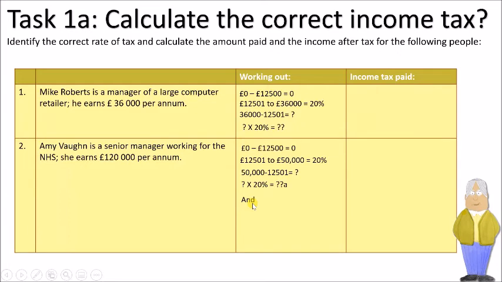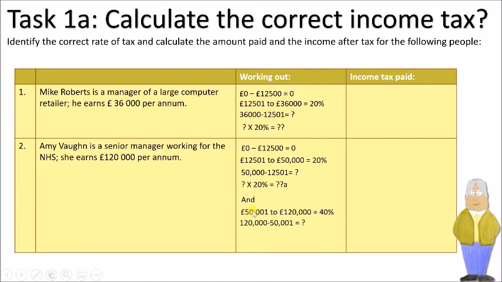Right, so we've worked out the first 2 slices, much like Mike Roberts on his 36,000. We've done exactly the same for Amy, but actually Amy is a higher earner, so we now need to work out a third slice because she earns over £50,000, so we're on our third slice of income tax to calculate. Exactly the same process as before, but this time we're looking at the third slice, which is £50,001 to £120,000. We need to find out how much that slice is, because we're going to tax it at 40%.